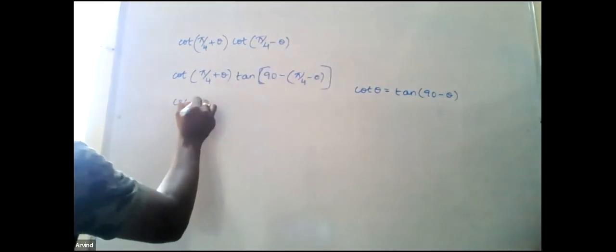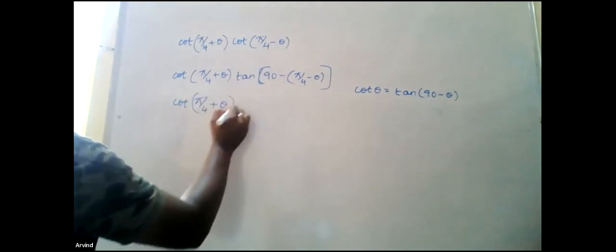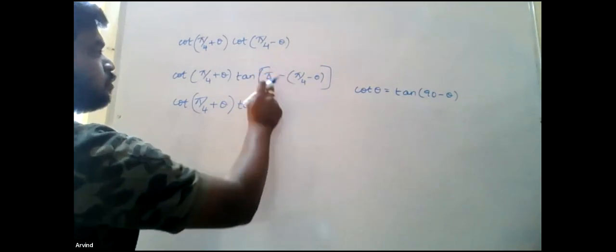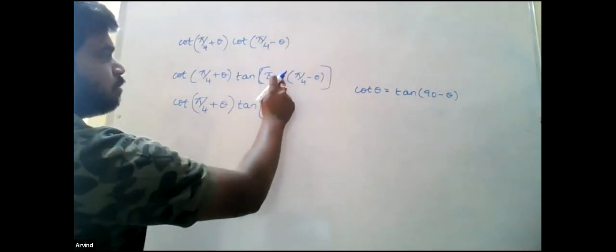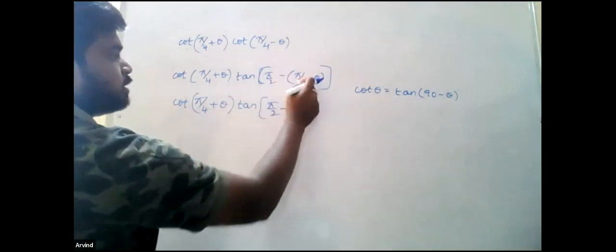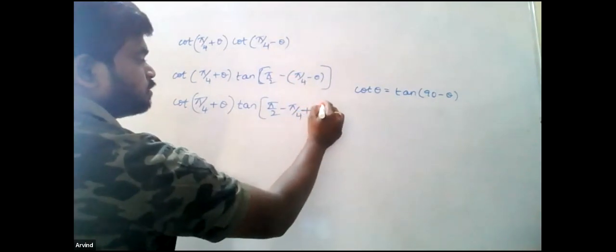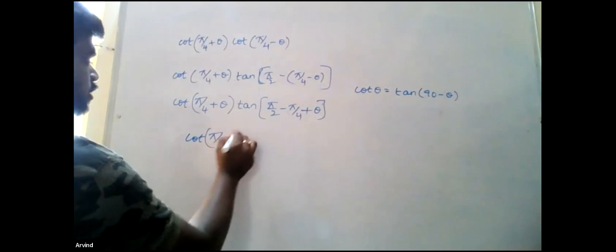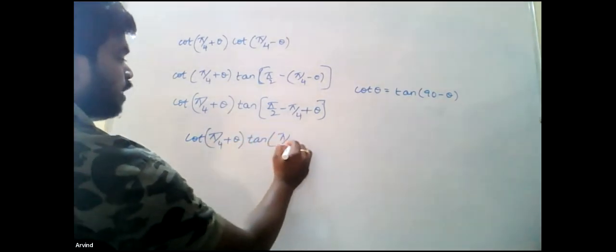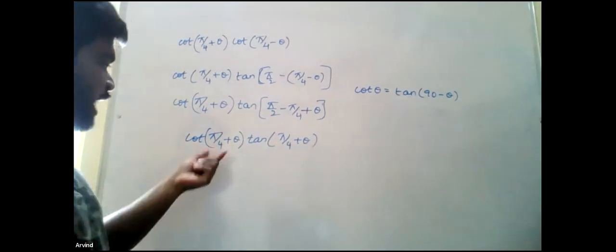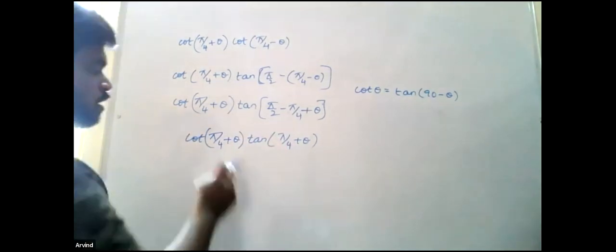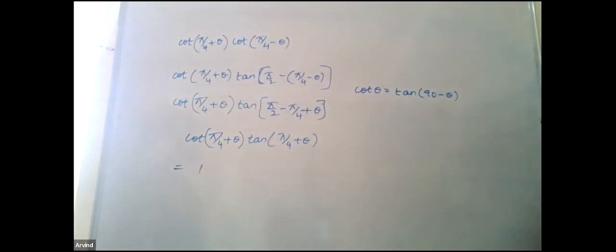So what do you get? Cot of pi by 4 plus theta into tan. 90 can be written as pi by 2, right? So pi by 2, remove the bracket. Minus into pi by 4 is minus pi by 4. Minus into minus is plus. So pi by 2 minus pi by 4. 90 minus 45 is 45 itself. So you get cot of pi by 4 plus theta into tan of pi by 4 plus theta. So the angles are the same, pi by 4 plus theta, pi by 4 plus theta. Cot and tan are reciprocals of each other, so if you multiply them, you will end up with 1. Therefore, 1 is the answer.